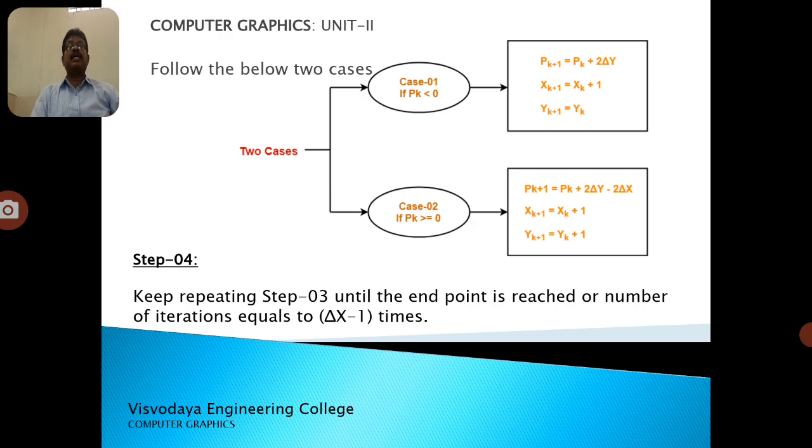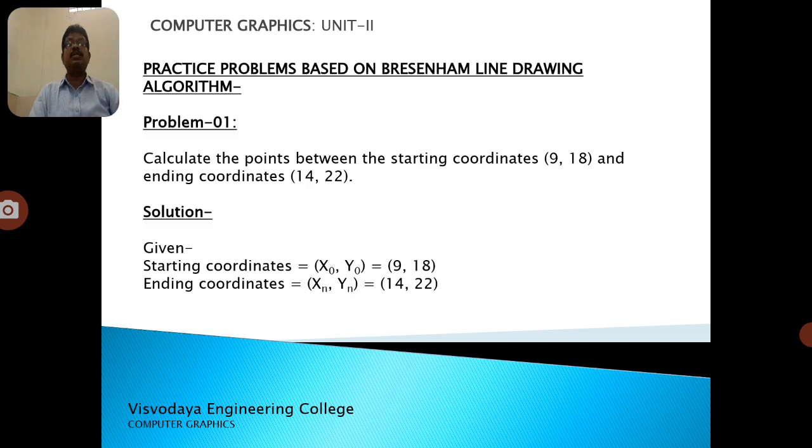But here the standard method to calculate the number of iterations between the starting and ending coordinates is delta x minus 1 times. Delta x is the difference of the x coordinates. Suppose the delta x value is 5, then delta x minus 1 is 5 minus 1, that is 4 times. That means 4 iterations are derived between the starting and ending coordinates. So this is the procedure. Now we can take this procedure with the help of an example.